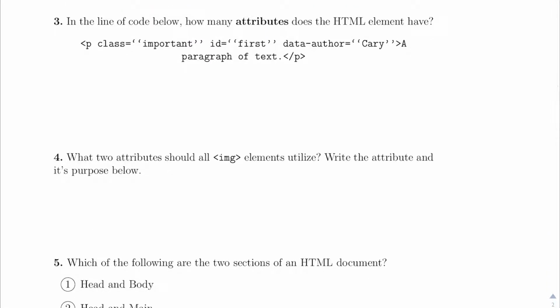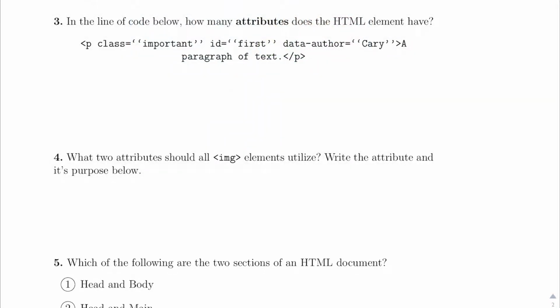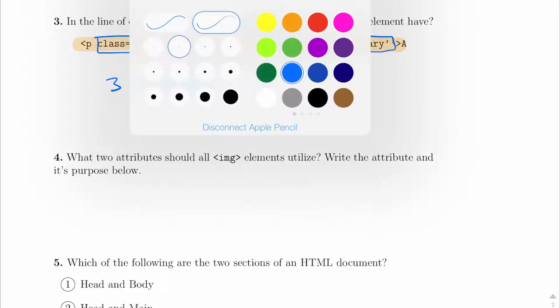In the line of code below, how many attributes does the HTML element have? So this one is probably the hardest question on the whole thing, I think, based on the number of questions I got from students who finished early in class. But an attribute is the extra information that goes inside of the opening tag. So you're going to start by looking at the opening tag. Now, inside of this opening tag, we've got 1, 2, 3 attributes. And we haven't used all of these attributes before, but they all count as attributes.